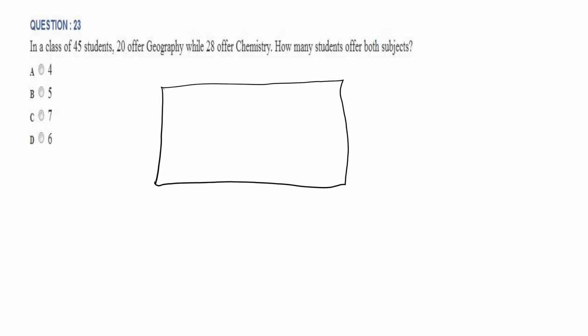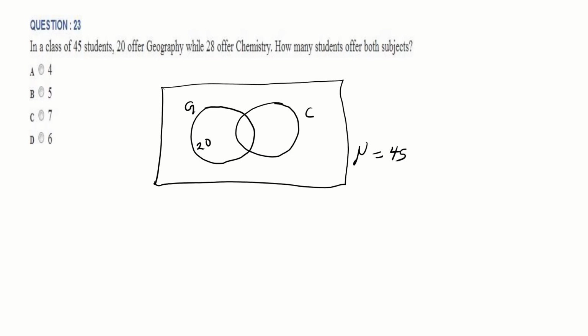In a class of 45 students, 20 offer geography while 28 offer chemistry. How many students offer both subjects? So let's use a Venn diagram. Let this circle represent geography and this represent chemistry. The universal set, the number of students, is 45. How many students offer geography? This is 20, and 28 offer chemistry.